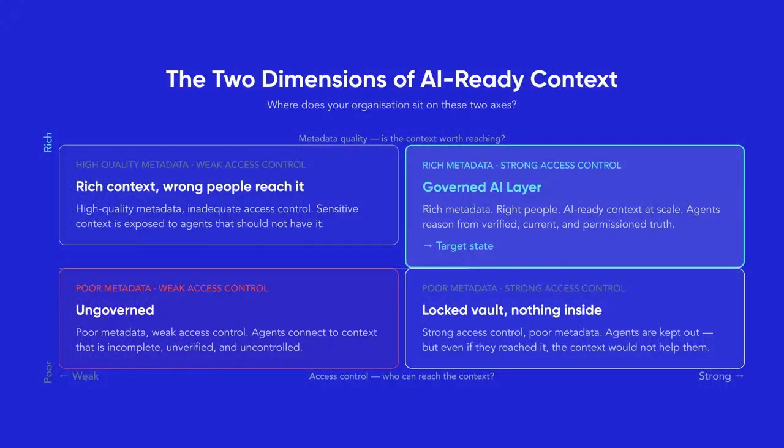Putting it more precisely, the quality of an AI agent's reasoning is bounded above by the quality of the context it receives. Access control determines who can reach the context. Metadata quality determines whether the context is worth reaching. These are separate layers. They're independently governed, and conflating them produces exactly the failure modes described before. Well-secured agents that give confidently wrong answers.